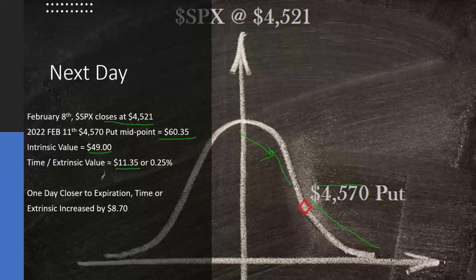Components of this 11.35 are the time value. Implied volatility changed a little bit. It went from 0.15, 0.148, I believe it was, to 0.181, something along those lines. So it's an increase, but we're also getting closer to at the money. This is why we're seeing this extrinsic value increase, even though time has passed, because of those two factors. We're 1 day closer to expiration, but the time value increased by $8.70. Okay, so clear that out there.